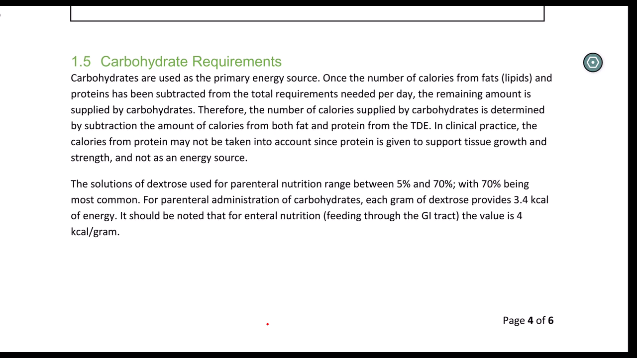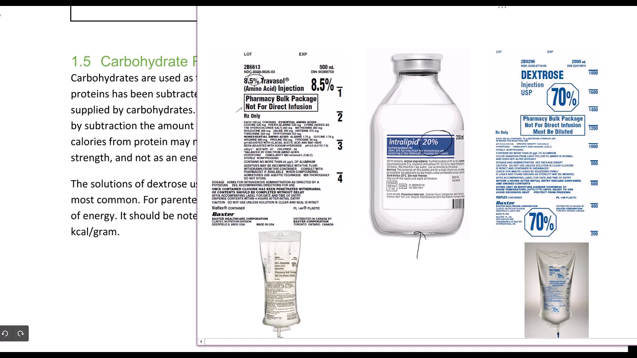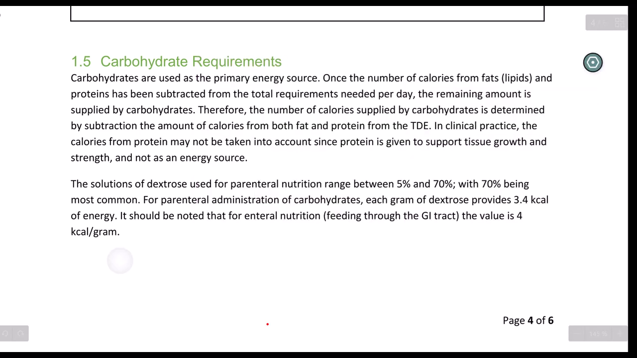We said that we use dextrose as our source for this carbohydrate. So dextrose solutions. We know 5% dextrose, but you can actually get up to 70% dextrose. The 70% dextrose is something you would never want to infuse directly into somebody's vein. But it's the most concentrated one, so when you're doing these parenteral solutions, it is one that we use a lot. And you will notice that for parenterals, each gram of dextrose provides 3.4 kilocalories of energy. When you're giving it by mouth, it's 4 kilocalories.